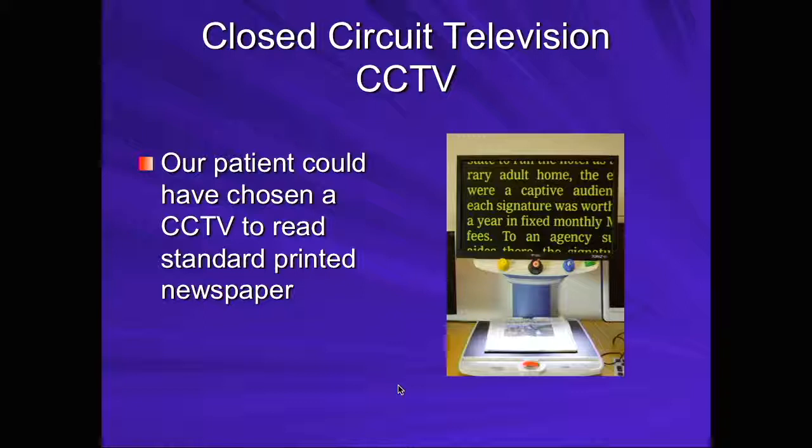Now our patient could have chosen to use a closed circuit TV. Upstairs in the area with the different tables and booths, there are a couple of different places where you can look at closed circuit TVs. You put the paper underneath, and then there's a little camera that puts the image out enlarged and also enhanced in contrast on the screen. So our job in the low vision clinic is kind of like show and tell. We show people the different options, and then they can decide what might work best for their needs.